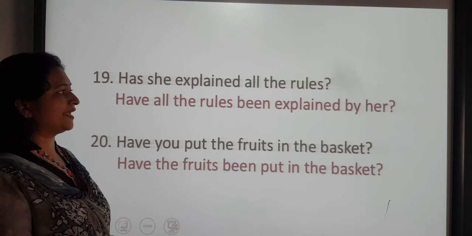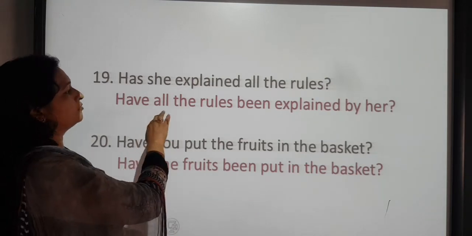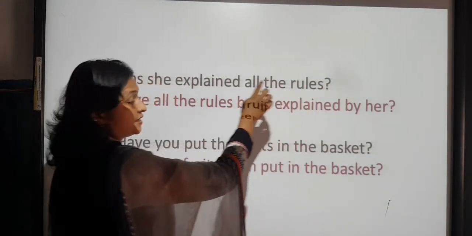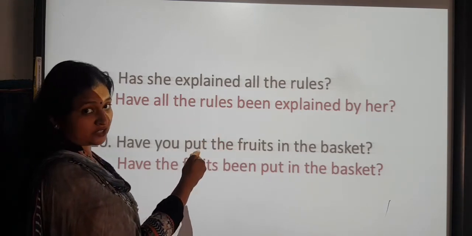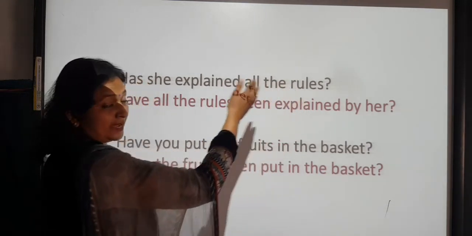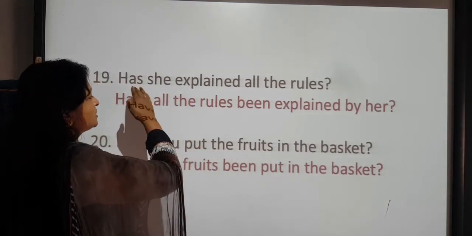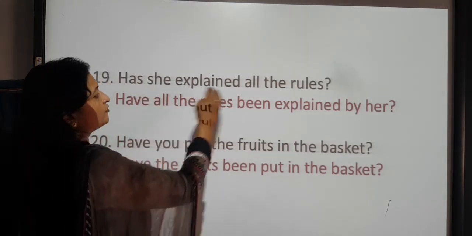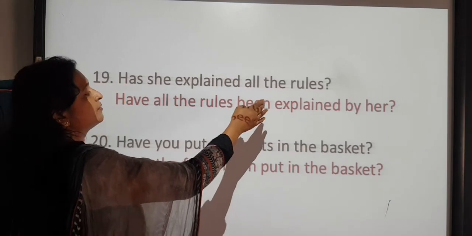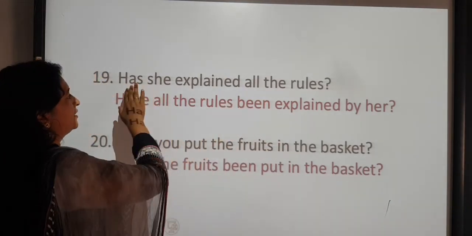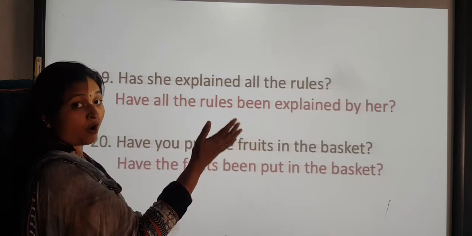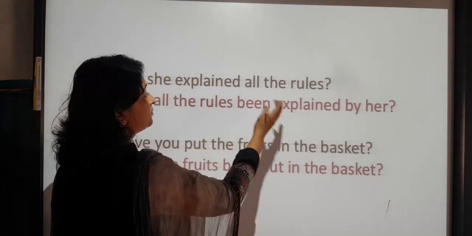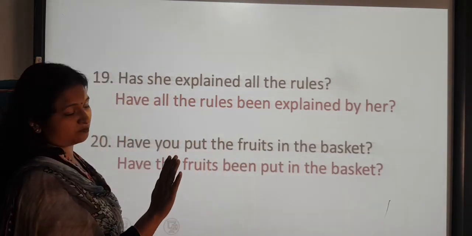Has she explained all the rules? Now all the rules is the object. When it comes, it will become the subject here, but rules है plural में, so has will become have. Have all the rules been explained by her? She subject है, अगर वो object हो जाएगा तो she will become her and question mark.